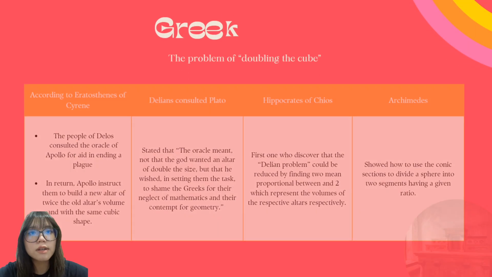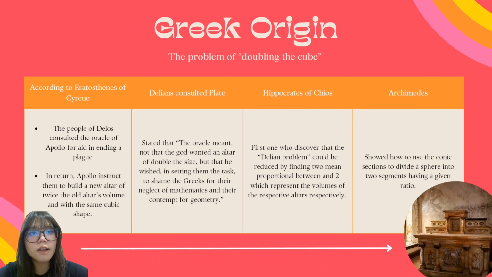Now, let us talk a little bit about the Greek origins of the conic section. The early history of conic sections is joined to the problem of doubling the cube. According to Eratosthenes of Cyrene, the people of Delos consulted the oracle of Apollo for aid in ending a plague and were instructed to build Apollo a new altar of twice the old altar's volume and with the same cubic shape. If you do not know, an altar is the thing shown in the picture.